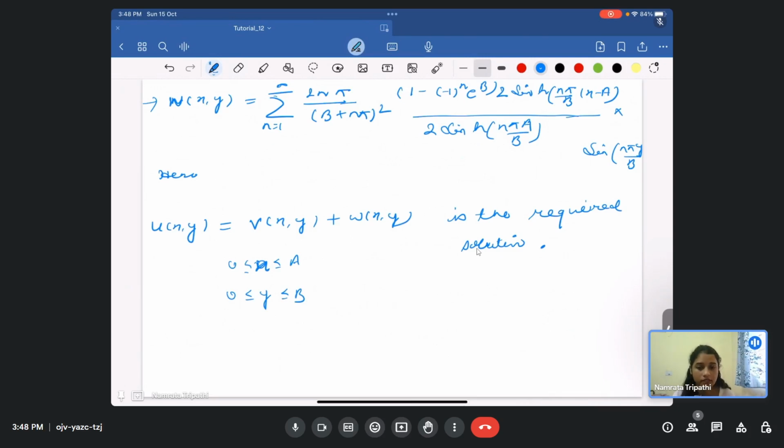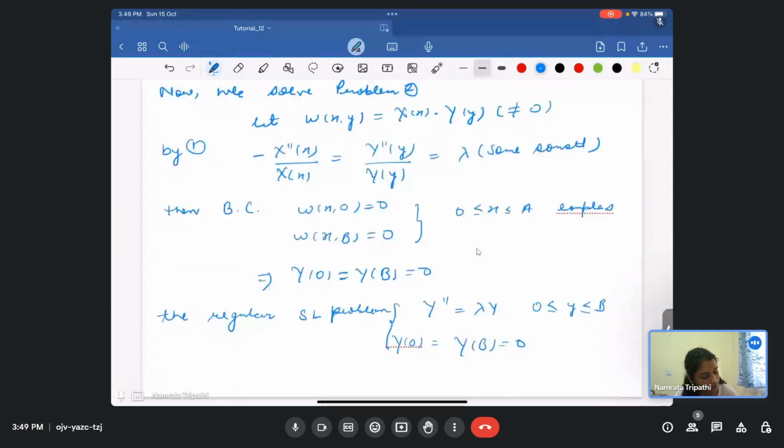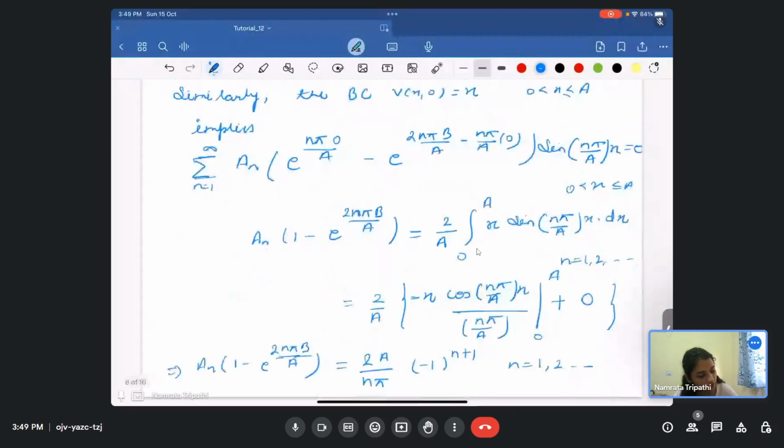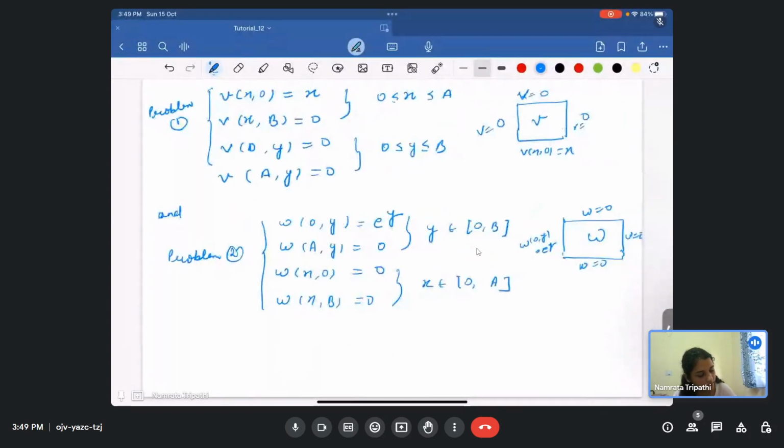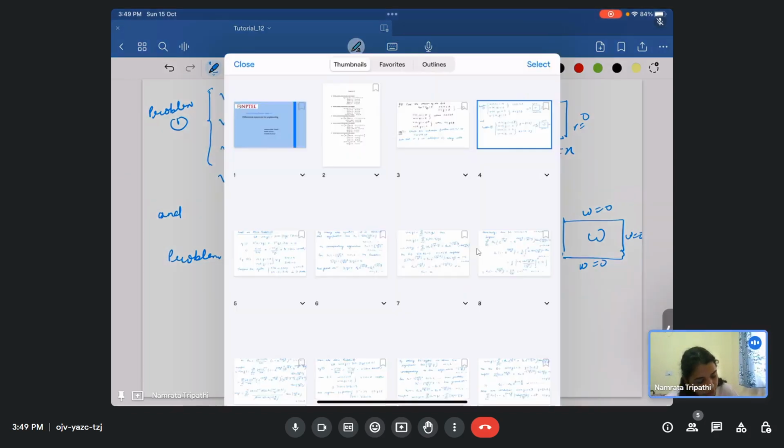Is it clear? Question number 1. How to solve these types of problems? You have to break the boundary into different problems. For example, here we have two non-zero boundary conditions, so we have to break it into two problems. So problem 1, problem 2, and after solving these two problems one by one, we can find the solution for u. Is it clear? Okay, ma'am. Okay, let's move to the next question.